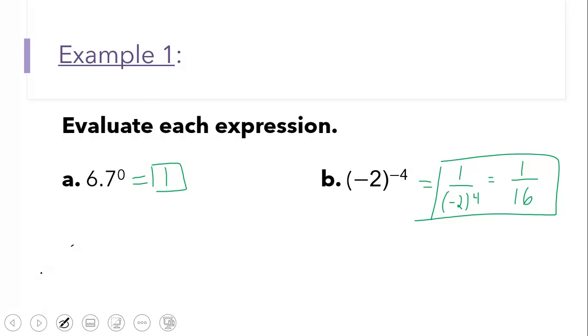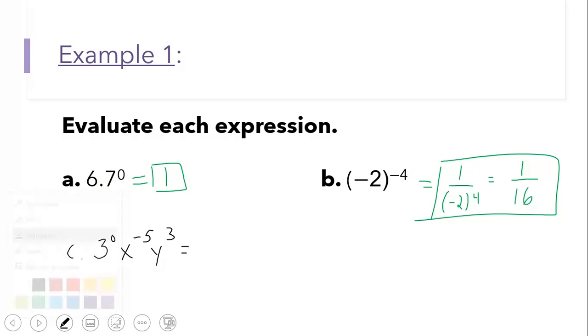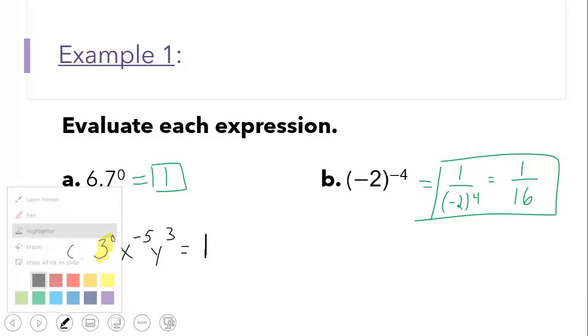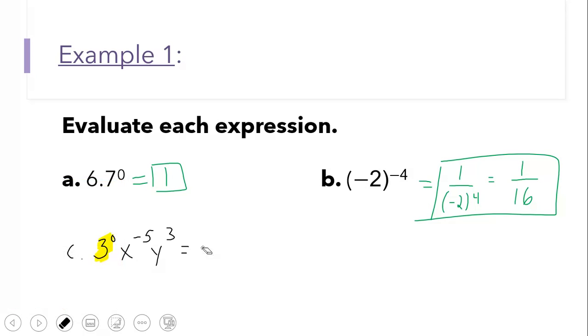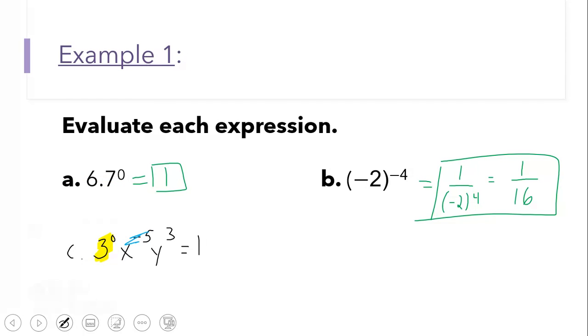I'm going to add one more example in here. We're going to have an example that looks like this: 3 to the 0, x to the negative fifth, y to the third. You're asked to rewrite this. So now we're adding a couple more parts to this, but you want to go each part by itself. So let's do the 3 to the 0 part. Well, 3 to the 0 is just going to be equal to 1, because anything raised to the 0 exponent is equal to 1. So 3 to the 0 is equal to 1. Now let's go ahead and do our next part, x to the negative fifth.